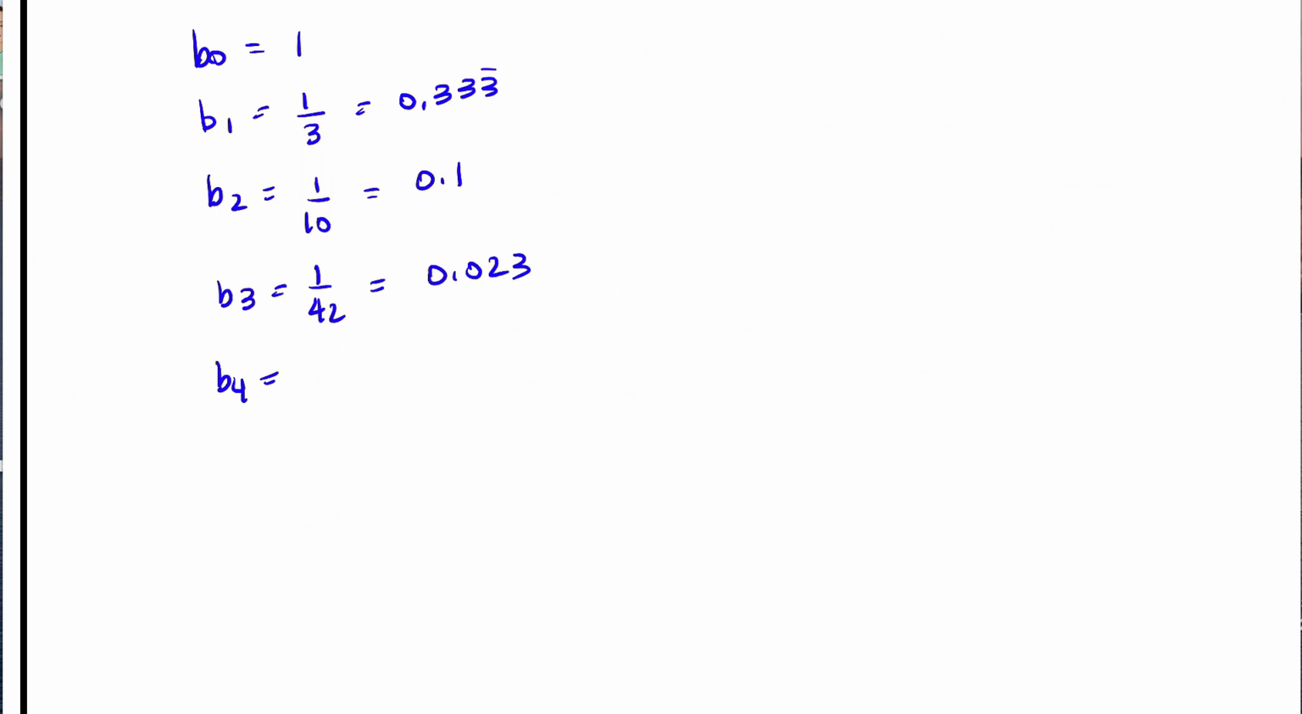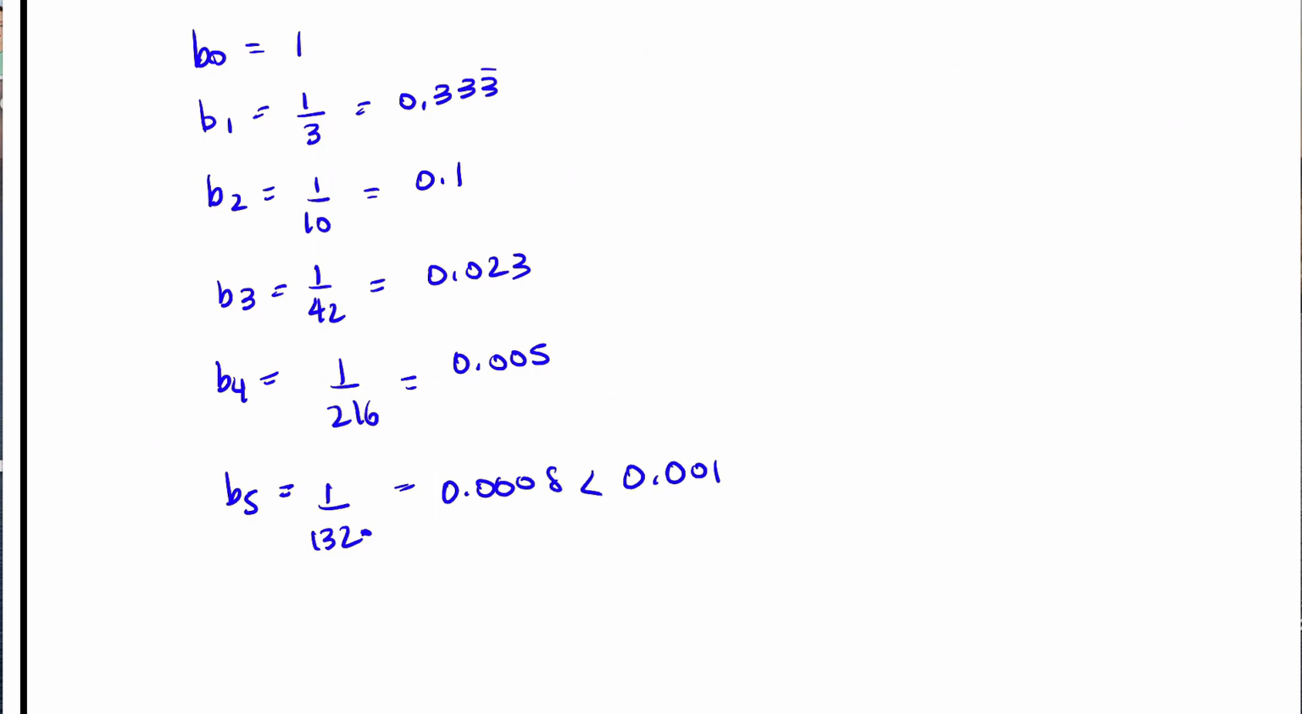B4 is equal to 1 over 216, which is equal to 0.005. I'm almost there. B5 is equal to 1 over 1320, which is equal to 0.0008, and this is less than 0.001, so that tells you you have to stop at B4, okay?